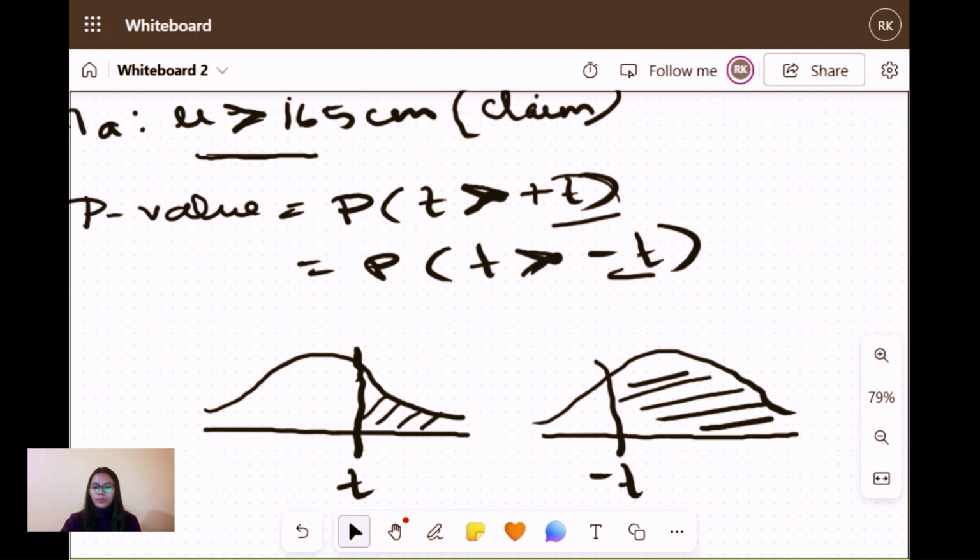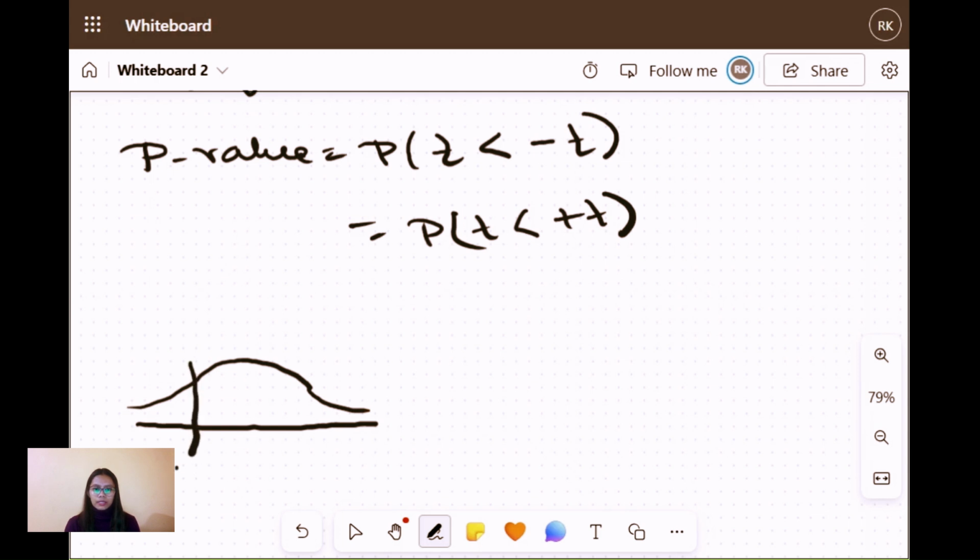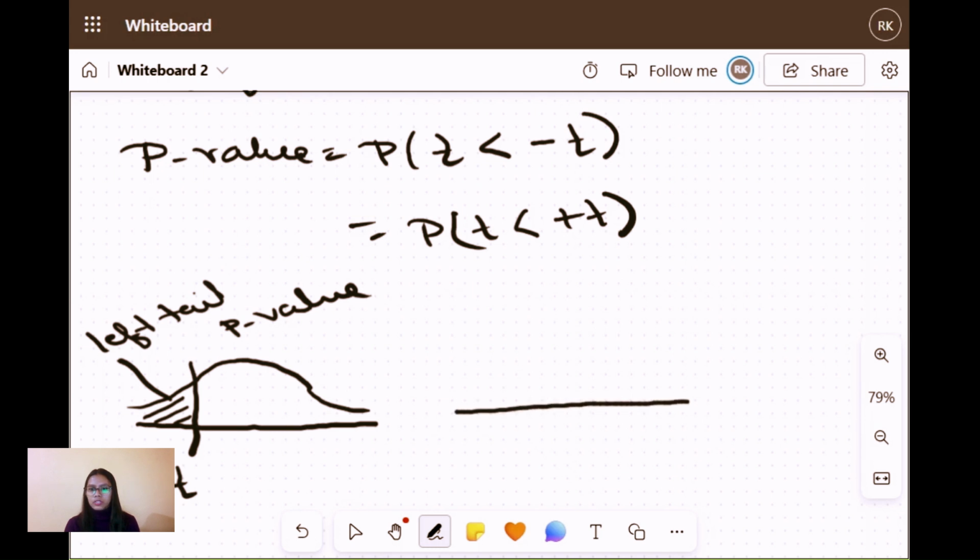And what about the left tail test? For the left tail test it is the same as before, but in the different direction. Suppose we have a curve like this and we have a minus t value, then this portion is the left tail p-value. And if we have a positive t while testing a left tail test, then this left area is our p-value.